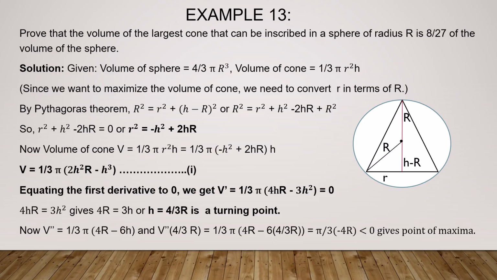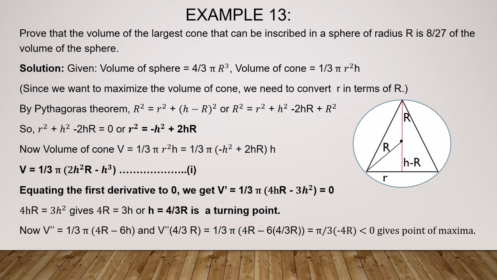Now over here we know that h is the height of the cone, so we can say that h minus r, this portion you can see from the diagram. By Pythagoras theorem we can say capital R square is equal to small r square plus h minus r whole square. When you simplify this, you get the equation r square plus h square minus 2hR equal to 0, or small r square is equal to minus h square plus 2hR.